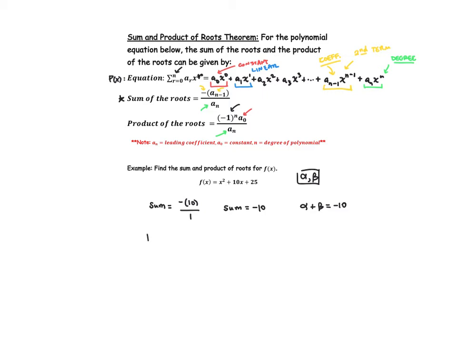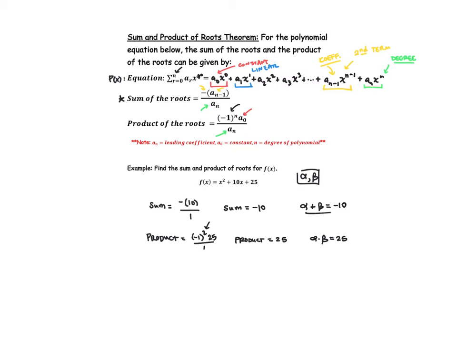Let's look at the product of the 2 roots. The product of the 2 roots will be -1 to the second, this is the degree of the polynomial, then we have our constant, which is 25, over our leading coefficient, which is 1. Thus, our product of the 2 roots is 25. So alpha times beta equals 25.